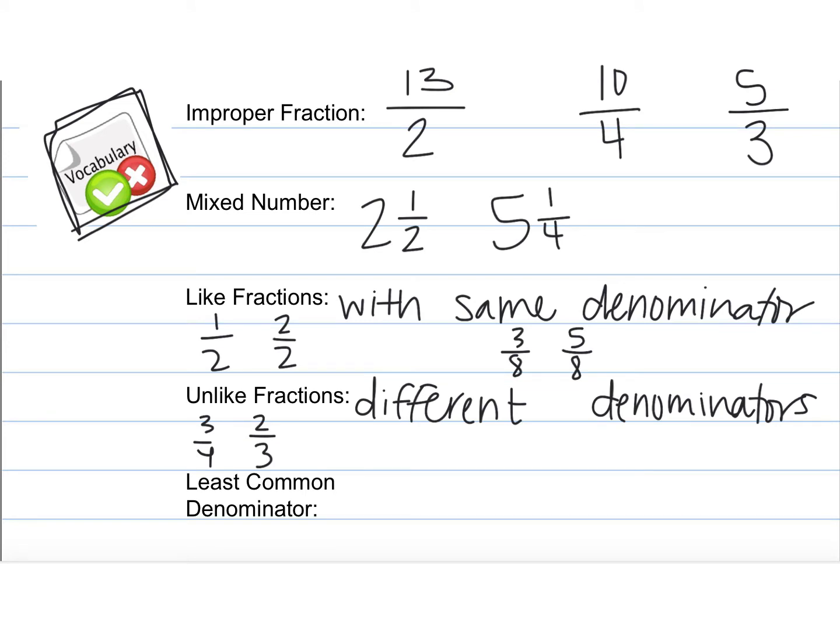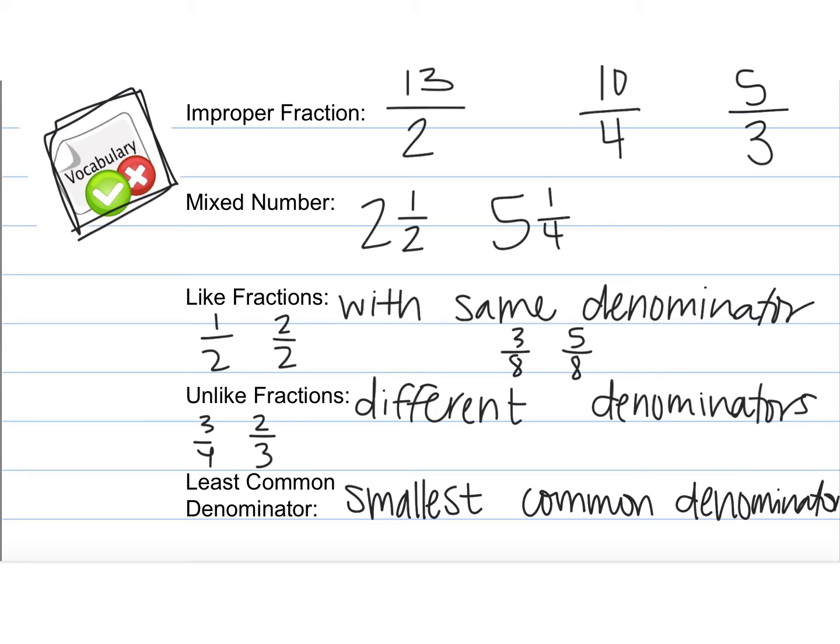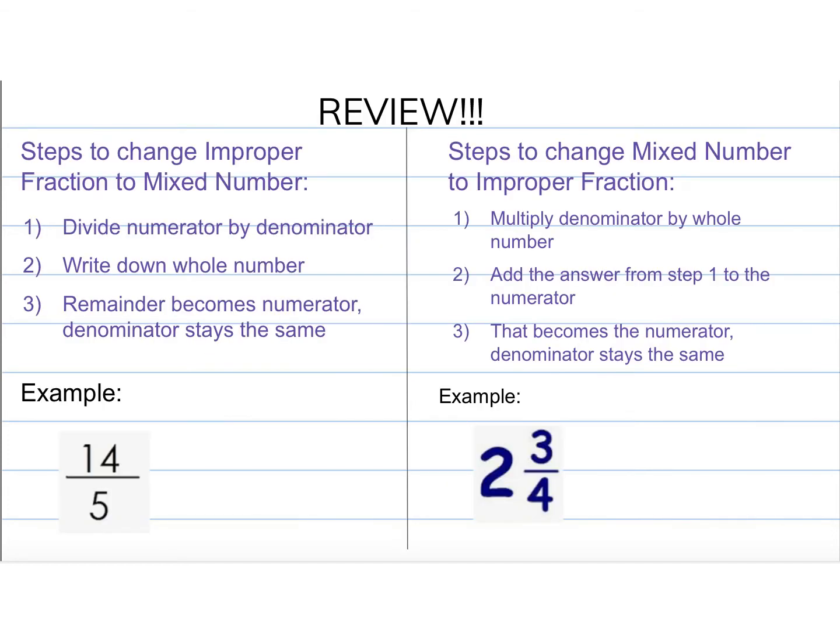And the least common denominator, this is the smallest common denominator. So the smallest number that the bottoms would have in common. That will come in handy when you're adding fractions to find the least common denominator, because then you have to do less simplifying in the end.